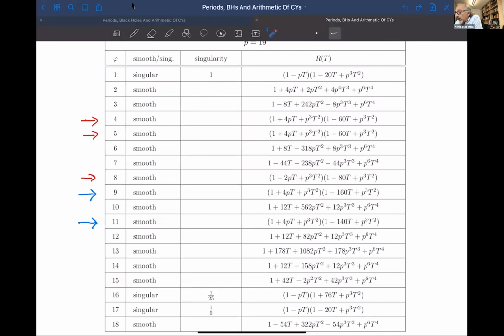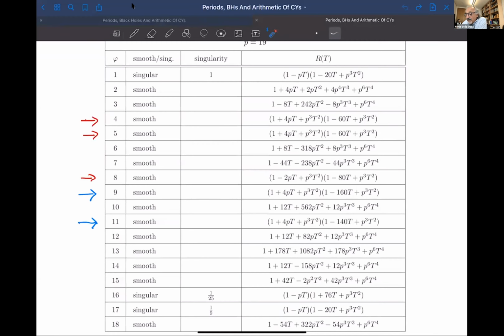For 5, it happens again. In fact, it's the same factor. For reasons that are not clear, you get the same result. And it happens again for phi equals 8, and also for 9 and 11. So it happens for 5 values of the parameter, and rather than ask you to remember 5 values, I ask you to remember in particular 3 values. It happens for 4, 5, and 8.